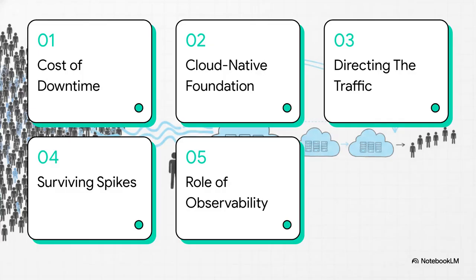Here's our roadmap for today. We're going to start with the high cost of downtime, then move into the cloud-native foundation, directing the traffic, surviving spikes like Netflix, and finally wrap up with the importance of observability.